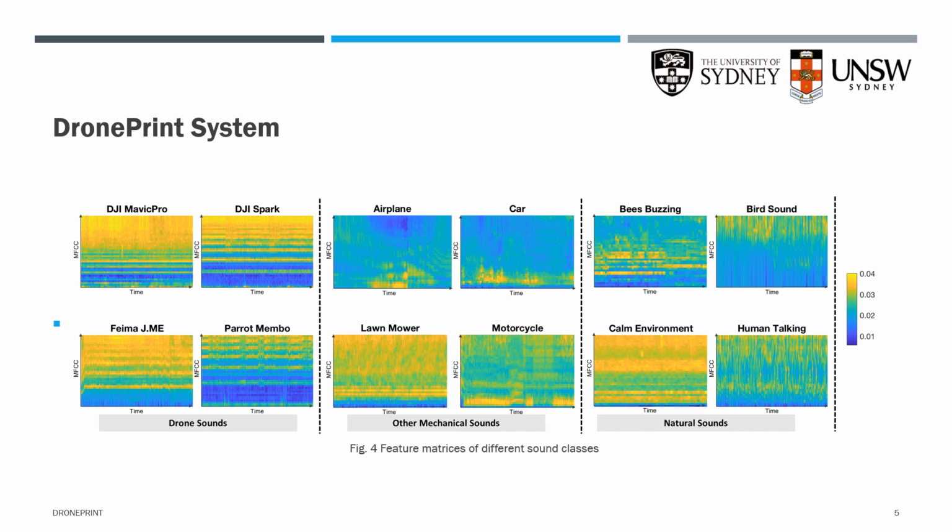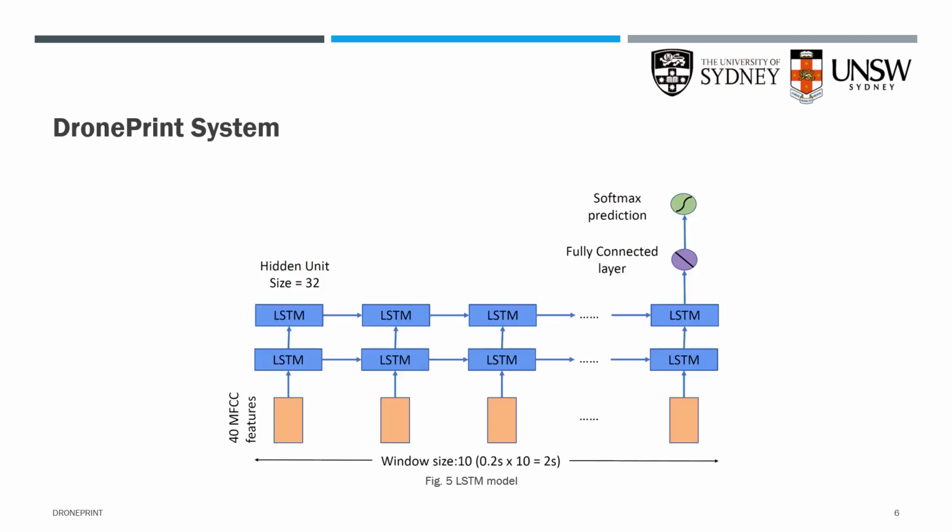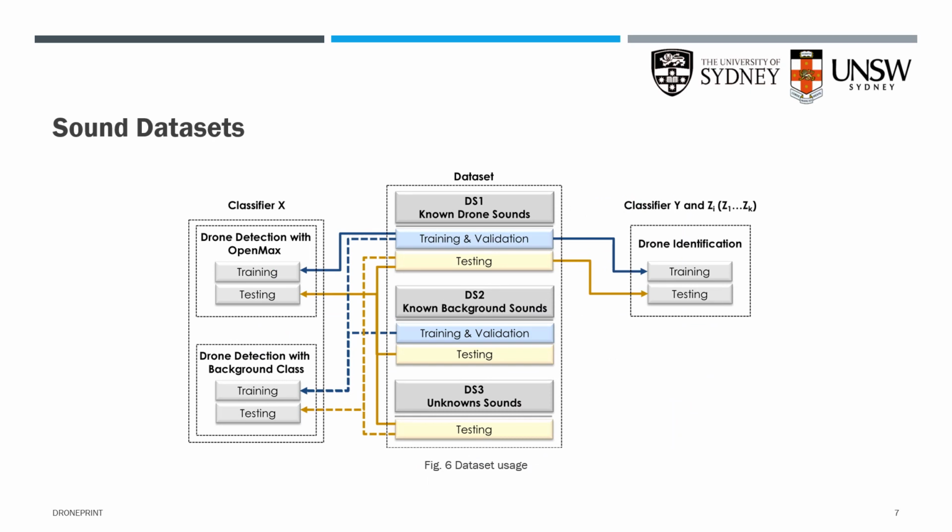Here are some examples of feature matrices of different sound types. As we can see clearly on the left, drone sounds by themselves are very distinctive from other sound types. In terms of classification, we have an LSTM-based classifier. It is a 10 time-step LSTM of 2 layers, and at the end of it, we use a fully connected layer and a softmax for prediction.